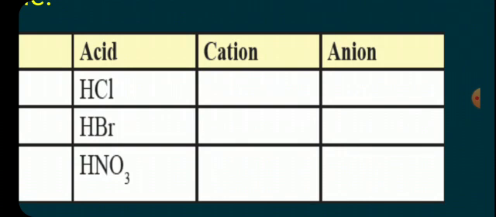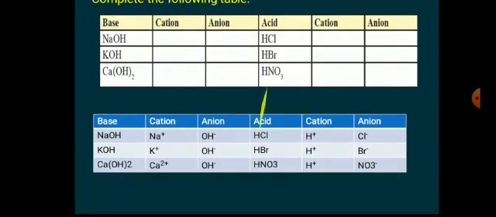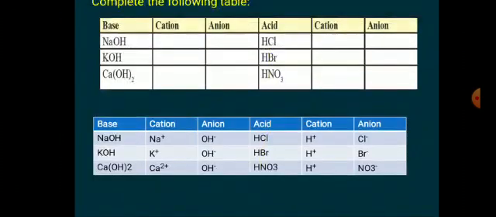And what is the difference here? Anions are different. Cl minus, Br minus, NO3 minus. So acids are distinguished from each other by acidic radical. Is it clear to you? Bases are distinguished from each other by basic radical and acids are distinguished from each other by acidic radical. So this chart you will write in your science practical copy.